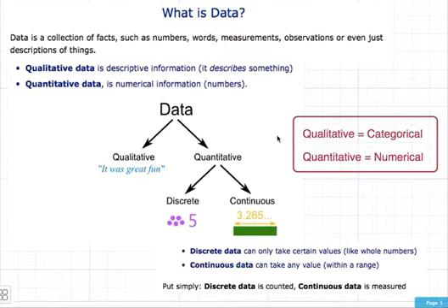The other thing here I've got in the red box is really important. I'd probably love to have this diagram in your notes, but also the different words or names for data. Qualitative can also be called categorical because it is about categories, and quantitative, because it's about numbers, is often called numerical.